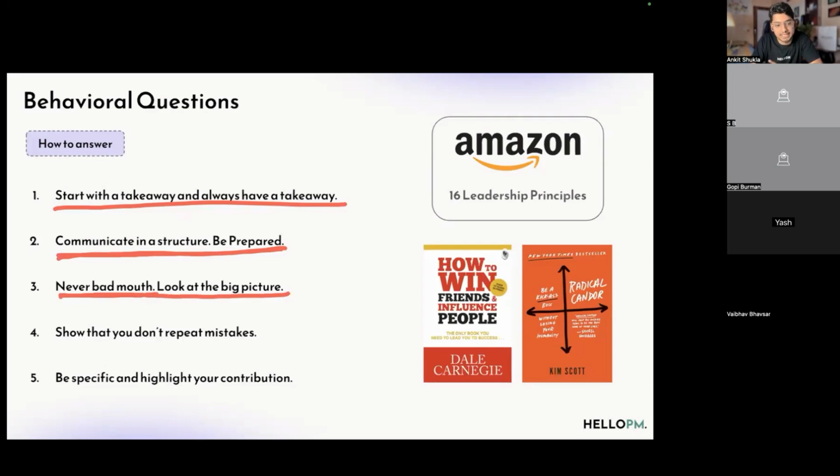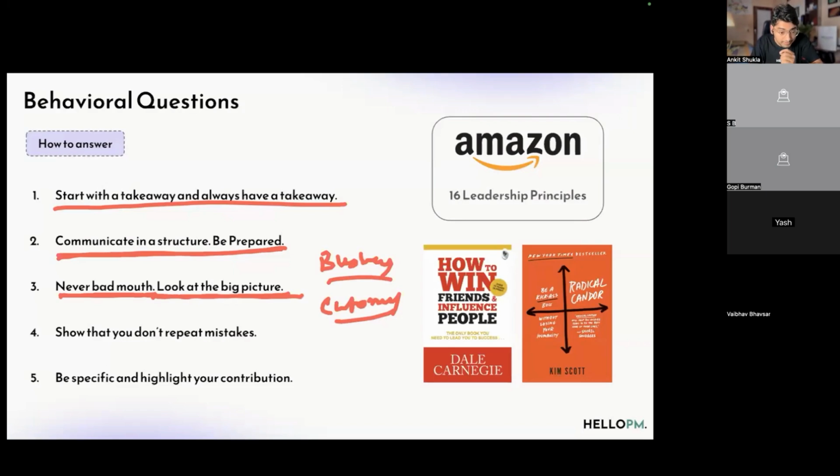Even if you are facing challenging stakeholders, always focus on what you learned from that scenario and how you are a better individual because of it. Please look at the bigger picture. Bigger picture as in the business and the customers.